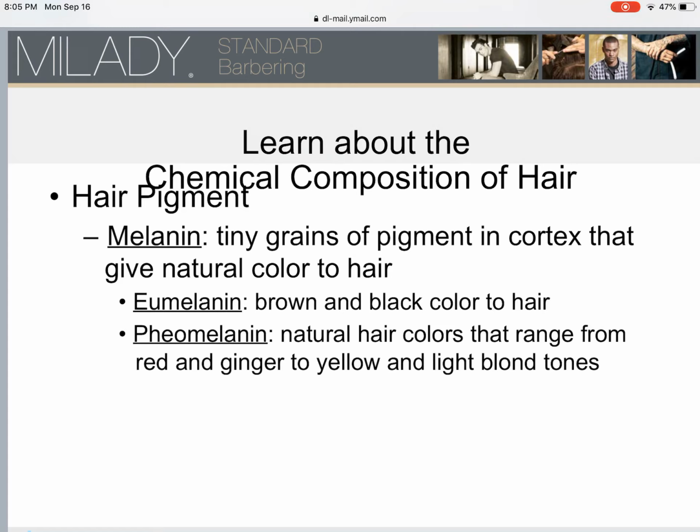Okay, there are two types of melanin. Eumelanin provides brown and black color to hair, and pheomelanin provides natural hair colors that range from red and ginger to yellow and light blonde tones. So if a client has brown or black color, that's the presence of eumelanin. Pheomelanin is red, ginger, yellow, light blonde, pretty much the other colors. So all of your natural colors depend upon the ratio of eumelanin to pheomelanin, along with the total number and size of pigment granules.